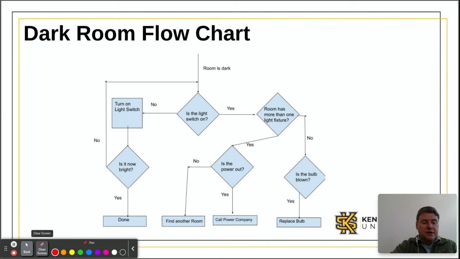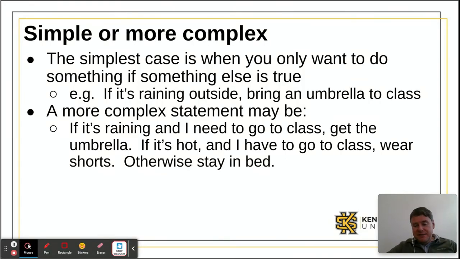All right, so let's move on. The next thing that might come up is, how complex of a question is it that we are trying to ask? So in that flowchart that we just looked at, the simplest case was, the light switch was off, we turned it on. That's really simple. Is the switch on or not is a yes-no question. But you can also run into things where it's more complex. So for example, the simple one might be, if it's raining outside, you should bring an umbrella to class.